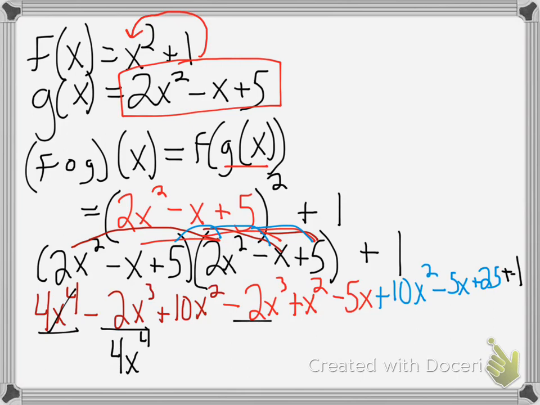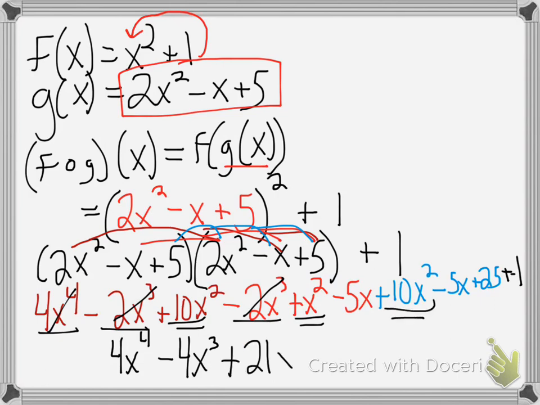Negative 2x squared with negative 2x cubed becomes minus 4x cubed. Cross them out to show that I'm done. Okay? 10x squared plus x squared, that is 11x squared. 11x squared plus 10x squared gives me plus 21x squared. Again, cross them out to show that I'm done.